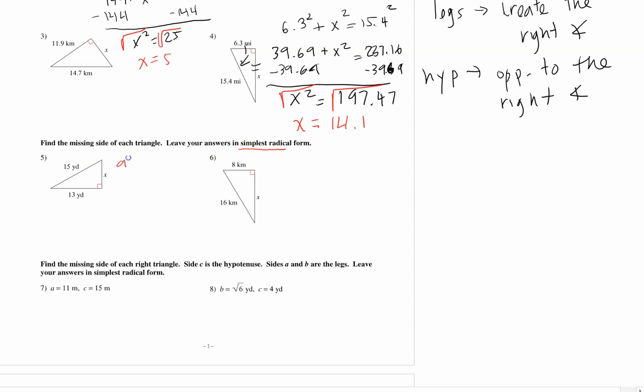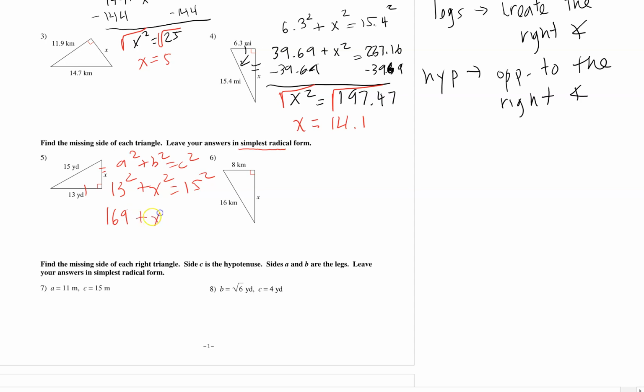So I have, same thing, a squared plus b squared is equal to c squared. Since I'm given my two legs, that would be 13 squared plus x squared is equal to 15 squared. 13 squared, that's going to be 169.